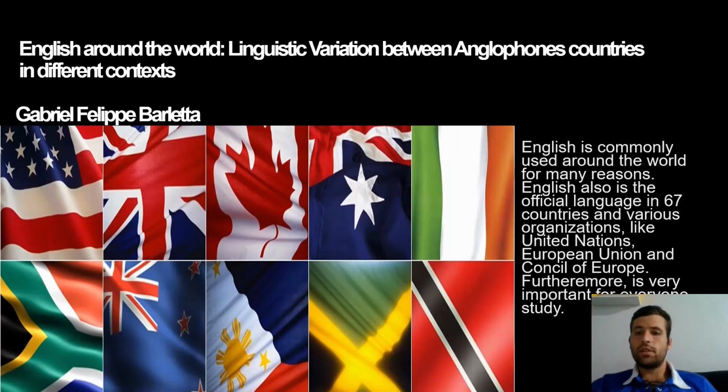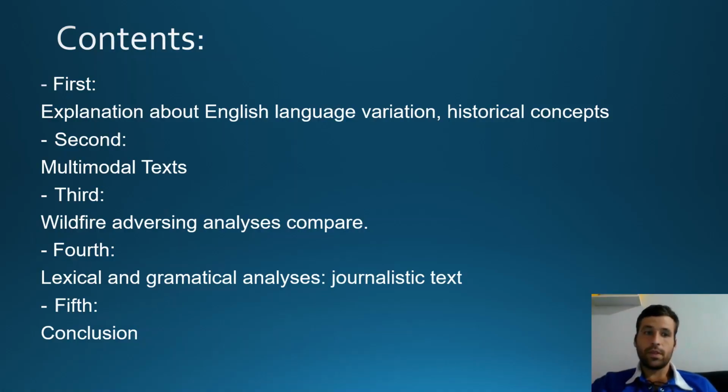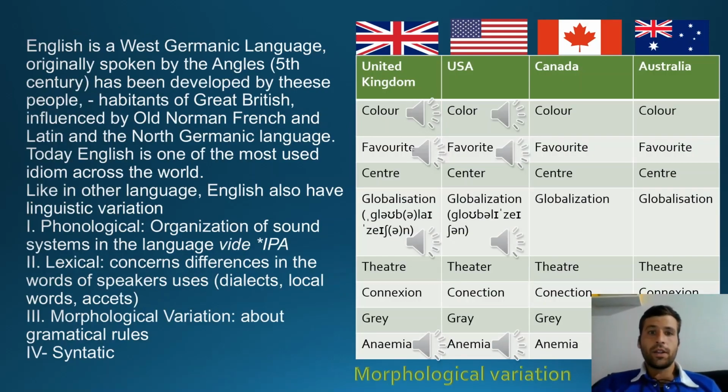English is commonly used around the world for many reasons. English also is the official language in 6-7 countries and in various organizations like the United Nations, the European Union, and the Council of Europe. Furthermore, it is very important for everyone to study. Here we can see some contents, what we will be talking about. And here we can perceive the morphological variation.